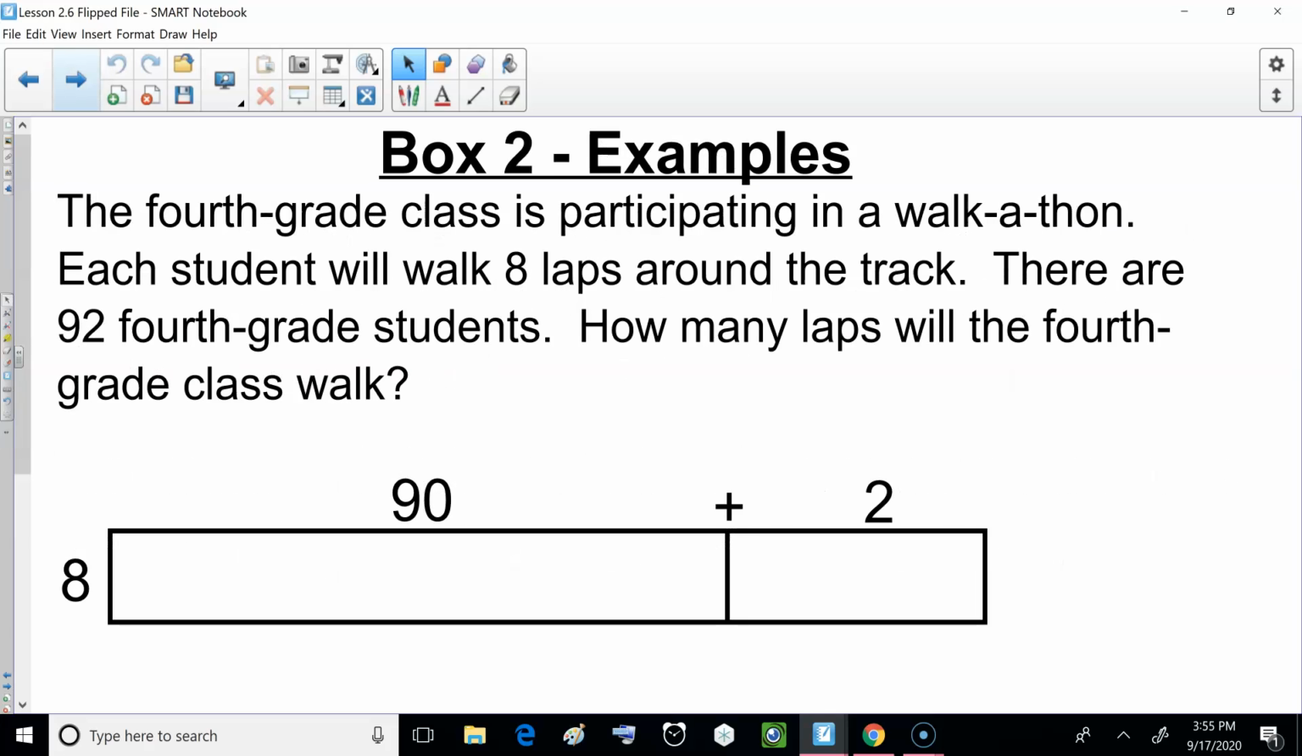So the 4th grade class is participating in a walkathon. Each student will walk 8 laps around the track. There are 92 4th grade students. How many laps will the 4th grade class walk? So as I read this again, the 4th grade class is participating in a walkathon. It's a bunch of kids walking. Each kid will walk 8 laps. I'm picturing each kid doing another lap. And there are 92 4th grade students. How many laps will the 4th grade class walk?